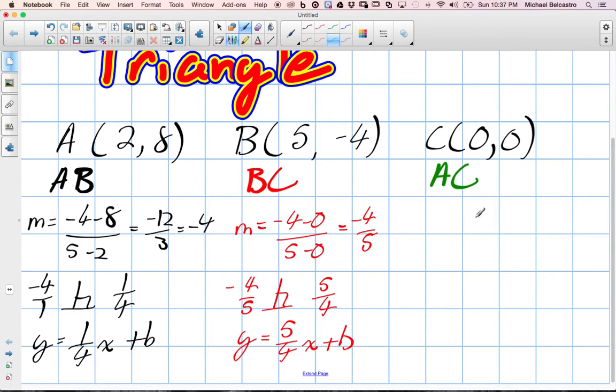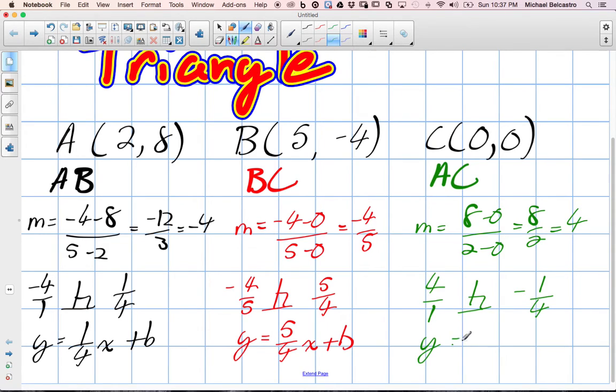And again, repeat the process with AC. For m, we'll take our y values, 8 subtract 0 over 2 subtract 0, which is 8 over 2, which is 4. We need a perpendicular slope to 4, so we put 4 over 1, and to be perpendicular to that, we're looking at -1 over 4. So the equation of our altitude is going to be y equals -1 over 4 x plus b. Whoops, I wrote that wrong. It's twice I've done that now. Speaking faster than my mic can keep up.